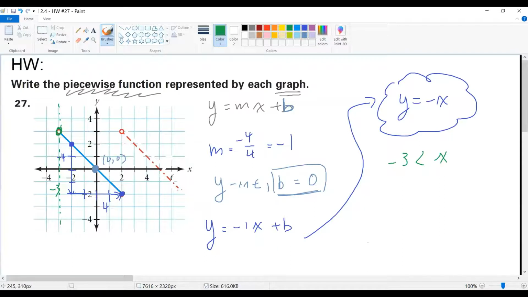Then as we keep reading from left to right, we can see that our graph is going to end at this ordered pair, 2, -2. Since it's been filled in, this tells us to include 2 in our domain. So to finish off our domain statement, we're going to include a less than or equal to symbol and a 2. And so that's our domain. Our first equation is y is equal to -x, and our domain is -3 strictly less than x, and less than or equal to 2.